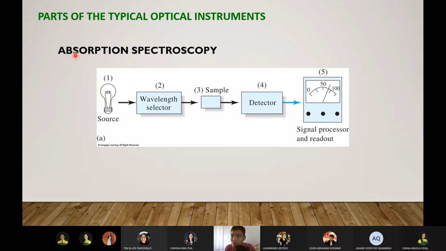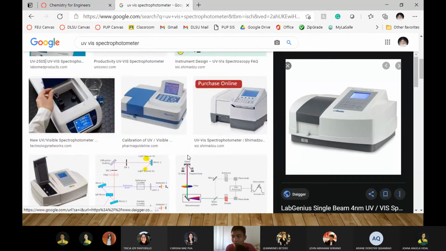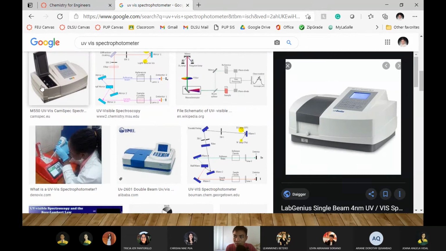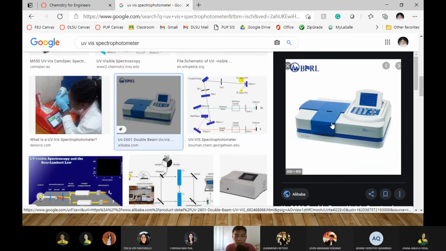So let's talk about the components of the spectrophotometers. Number one, for absorption spectroscopy, this is how things inside look. You have the source, you have the wavelength selector, you have the sample, detector. All of them are linear. Kaya minsan pahaba sila. Naka-straight line yan lahat, yung mga components na yan.